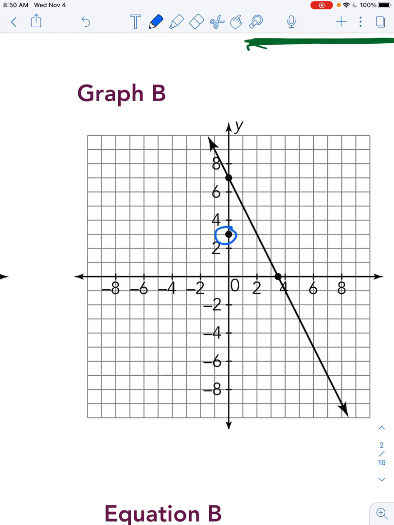I have no idea why that is there. So just ignore that.